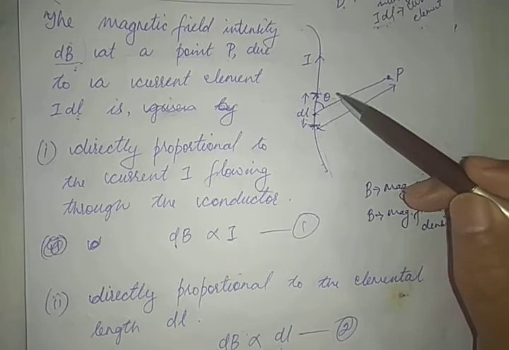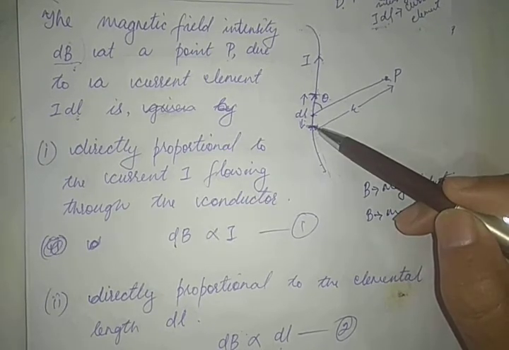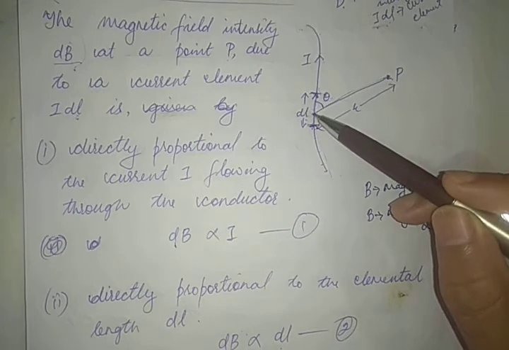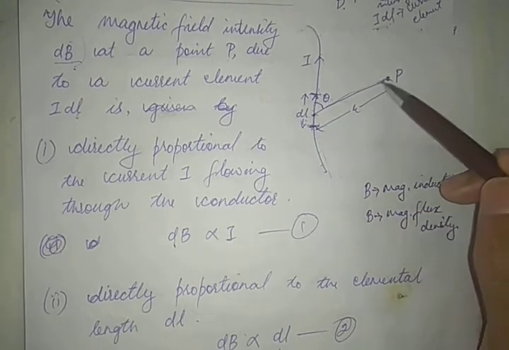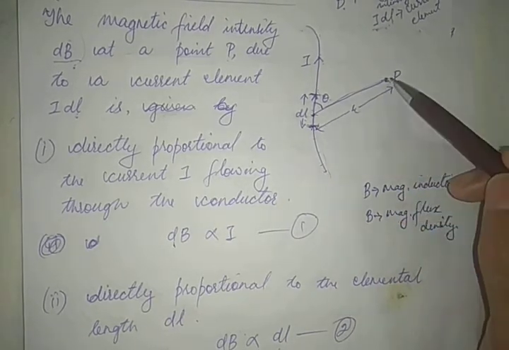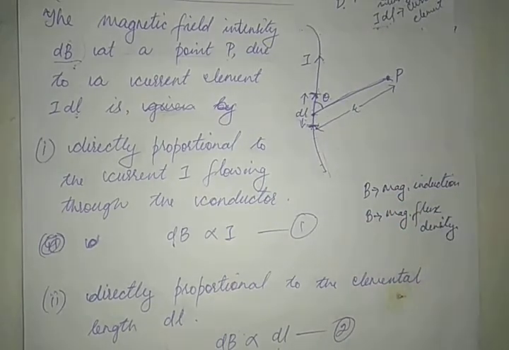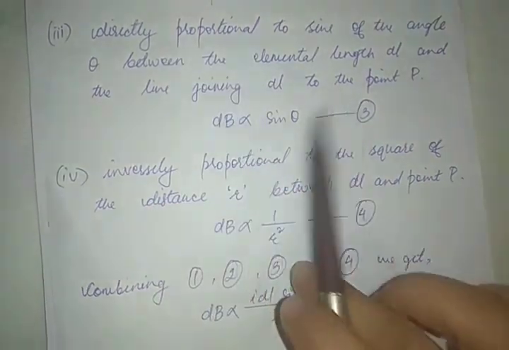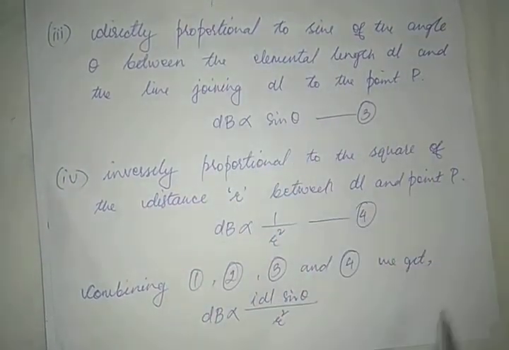So what is this theta? Theta is the angle made by the current element with the line joining the current element to the point P, which is this line. So theta is the angle between dl and this line. That is exactly what we are saying here, where theta is the angle between the elemental length dl and the line joining dl to point P.